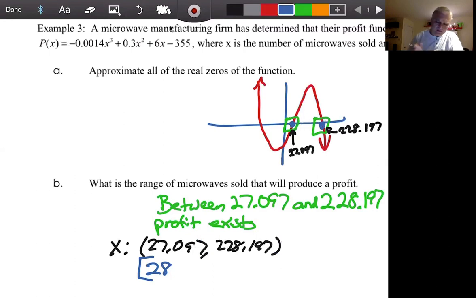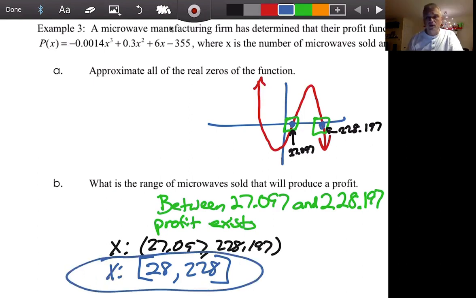And then what whole number would be the boundary at the high end of your interval here? Well, would it be 229? No, 229 is not between these two zeros. So we have to look at 228. Okay, so the number of microwaves sold that will generate a profit overall has got to be between the 28th microwave, including the microwave number 28, and 228 microwaves. So from 28 to 228 and including those two values, those are the numbers that will give us a profit.